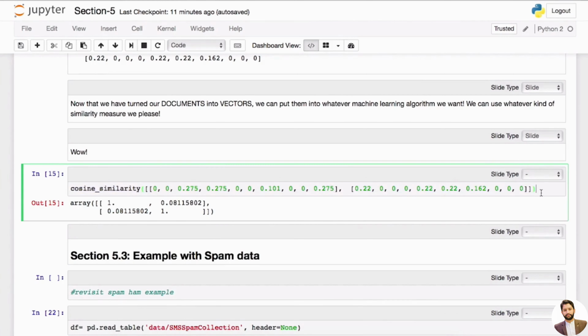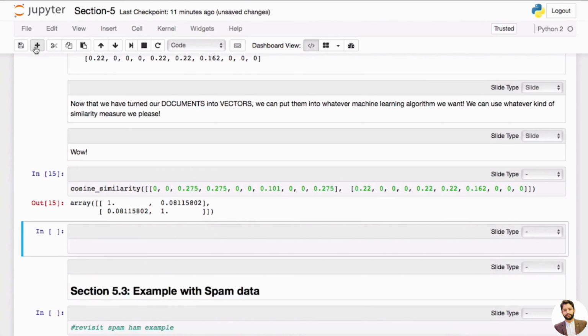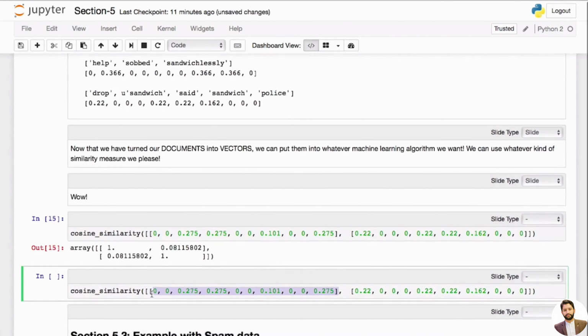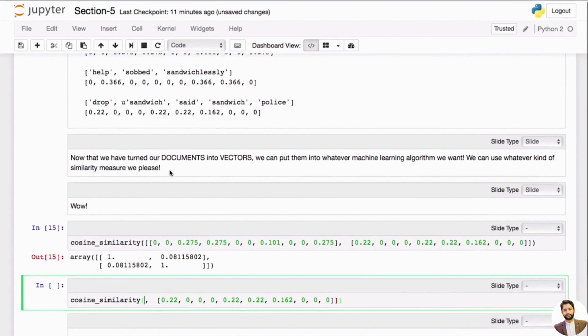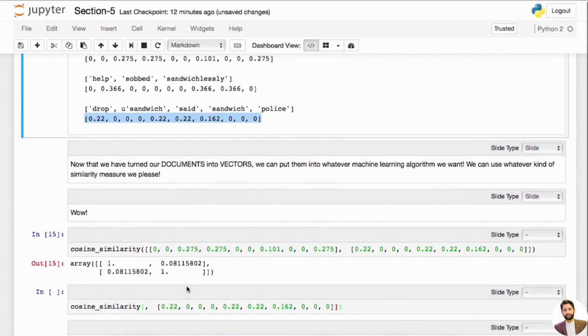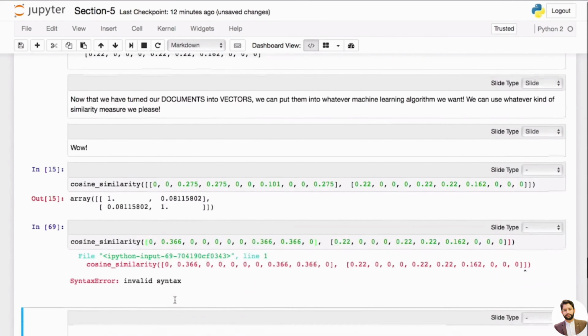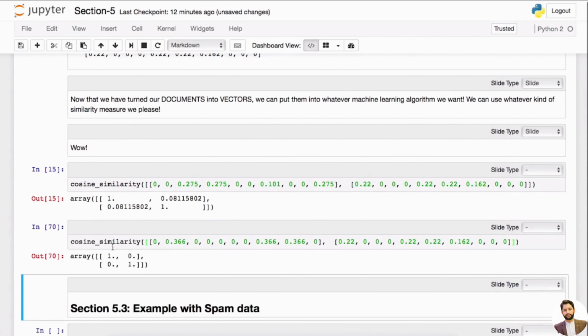Let's say we want to look at the cosine similarity of the second and third. So this is our second, and this one is the third. Remember that you have to pass in a format that's a list of these.